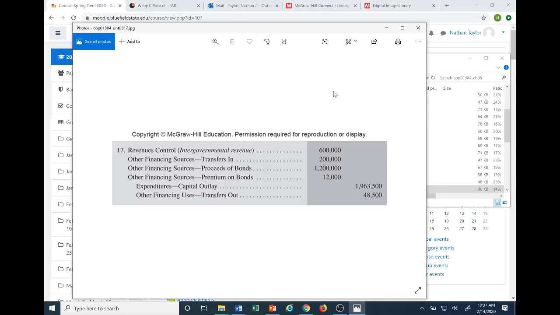We'll end it with reviewing over the governmental fund financial statements that relate to the entries we made for these three funds, right? So we'll go through that. So that's all I have for today.